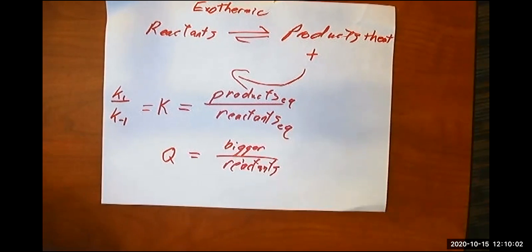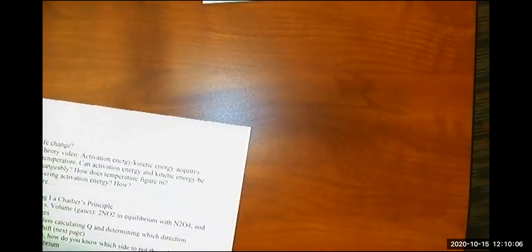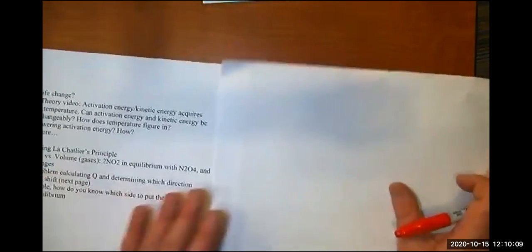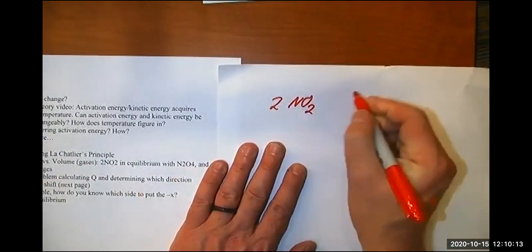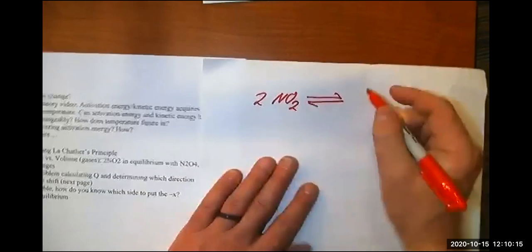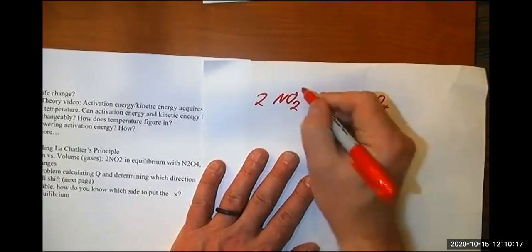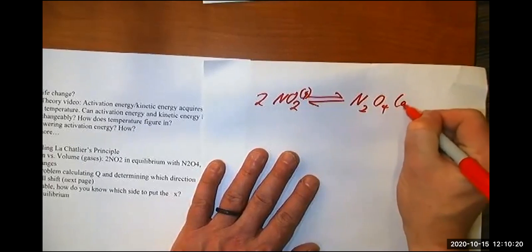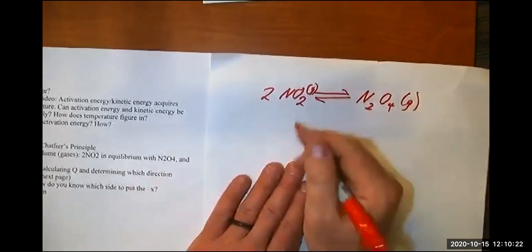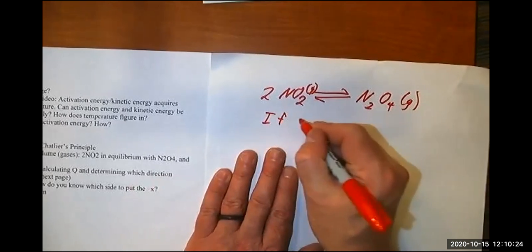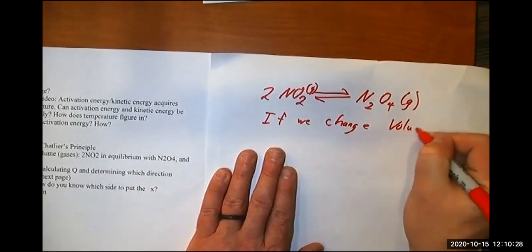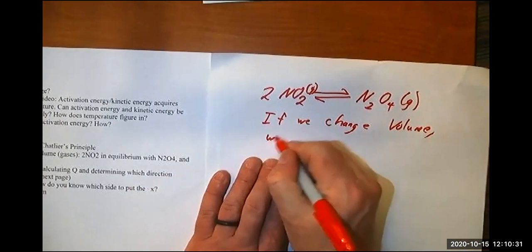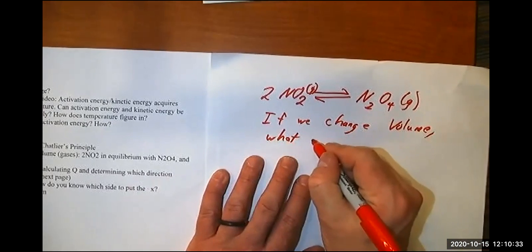All right, so there is a specific question from Newton, I believe, that talked about an equilibrium between 2NO2 in equilibrium with N2O4, and these are gases. And the question was, if we change the volume, what happens to the reaction?